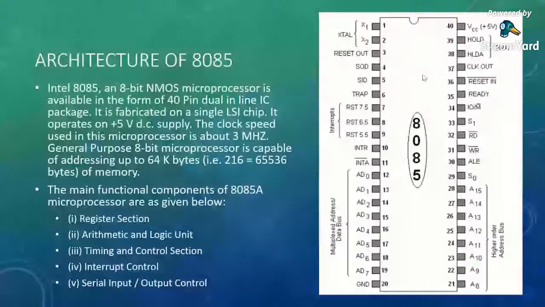Okay, so it is a general purpose 8-bit microprocessor that we already discussed. The main functions of 8085 are the register section, the arithmetic and logic unit (ALU), the timing and control section, interrupt control, and serial input output.